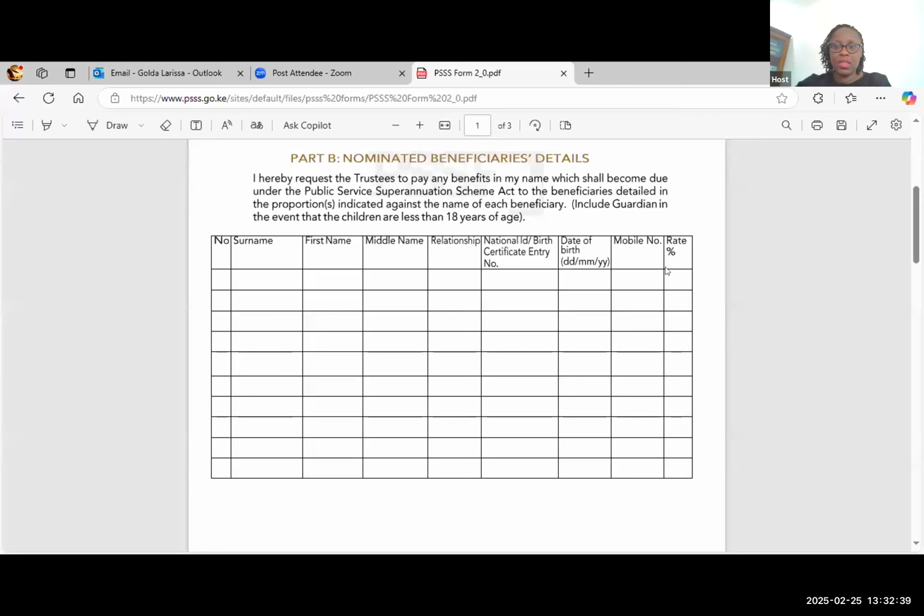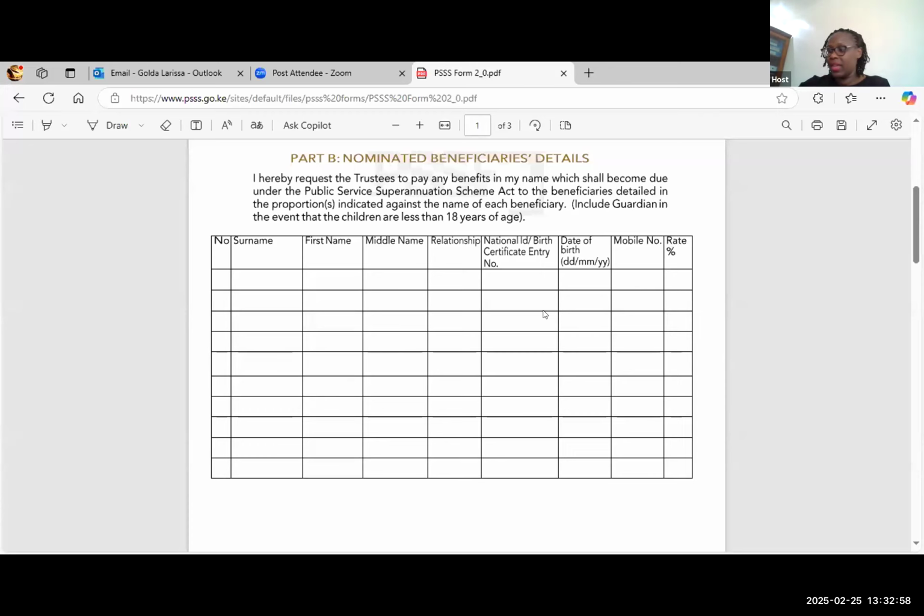And what is the rate? This rate should add up to 100%. So if you have one person and you'd like them to get all these funds, then it will be 100. If you have two people that you're nominating and you'd like them to get equal amounts, then it will be 50% each. But this information has to add up to 100%.